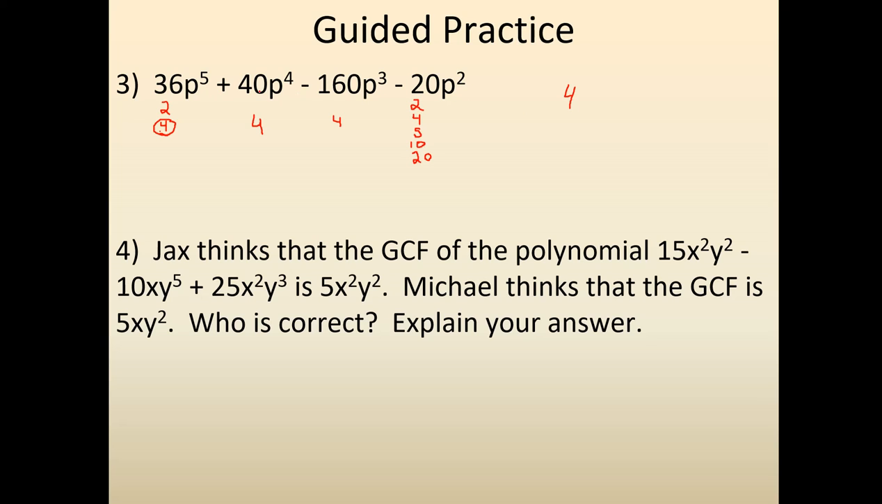There's a p in each of these terms. So p is also going to be a common factor, and the smallest p exponent is going to be a 2. So 4p squared is my greatest common factor. So now what I'm going to do is divide all these by 4p squared.